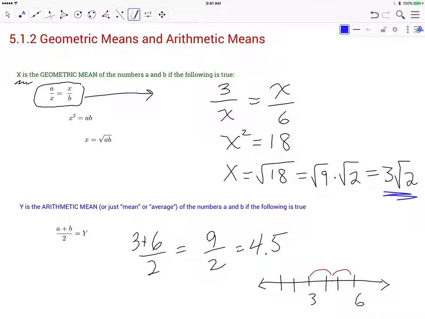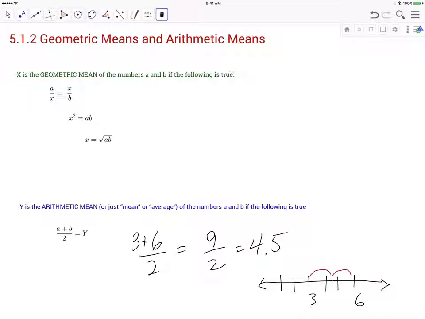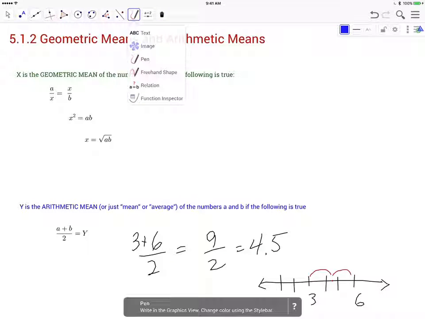I'm going to choose another example in a second because it might be helpful, but I'll highlight here that 3 root 2 is not 4.5. It actually turns out to be something to the left of 4.5. So it's almost like a weighted average, this geometric mean business. Let's do another one where I can erase some of this stuff. And let's choose some nicer numbers. Let's choose 3 and 12.